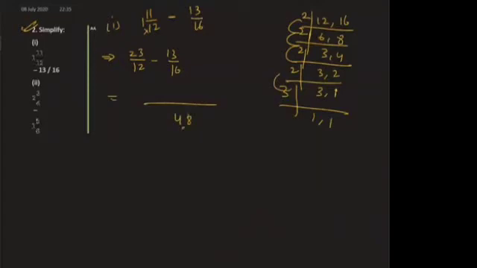Now divide 48 by 12. So you will get 12 ones are 12, 12 twos are 24, 12 threes are 36, 12 fours are 48. So you will get 4. So 23 will be multiplied by 4 minus, now divide 48 by 16. 16 ones are 16, 16 twos are 32, 16 threes are 48. So 3 you will get, so 13 will be multiplied by 3. Okay, now 23 into 4 is what? 92 minus 13 threes are 39 upon 48.